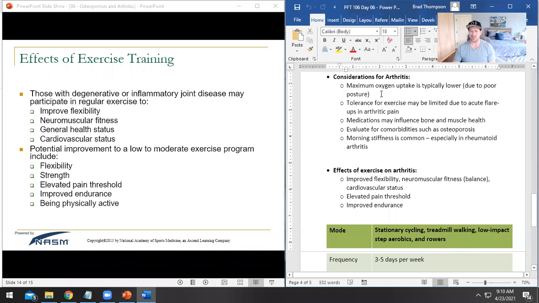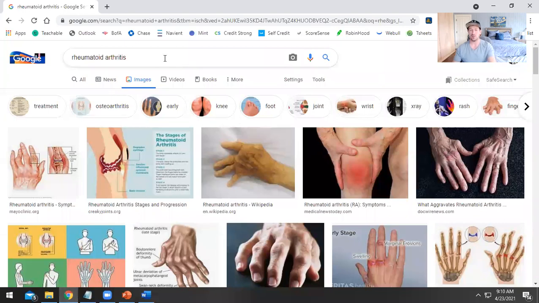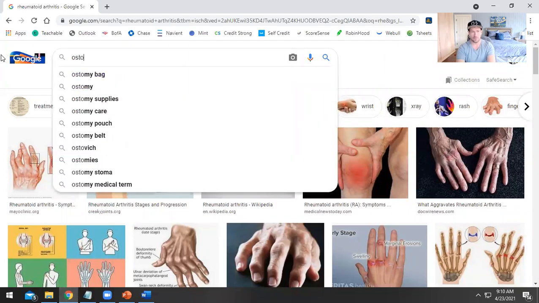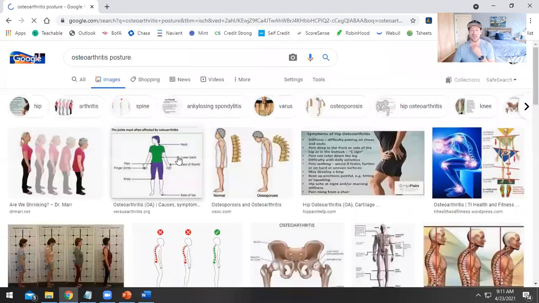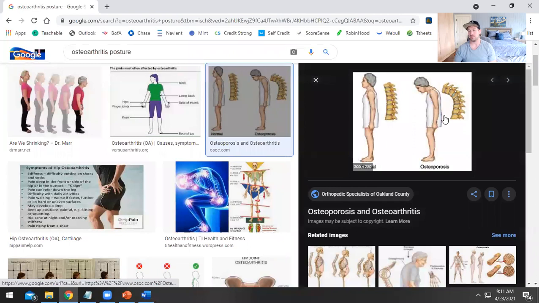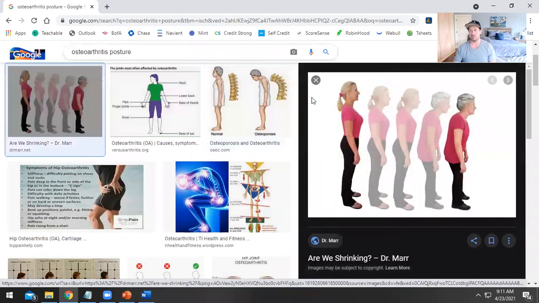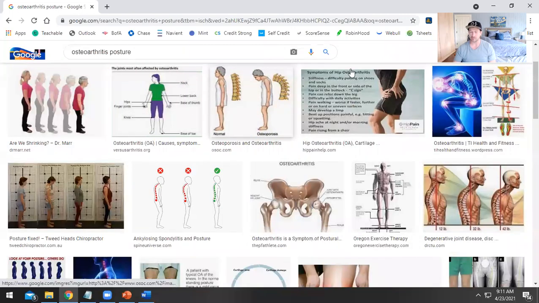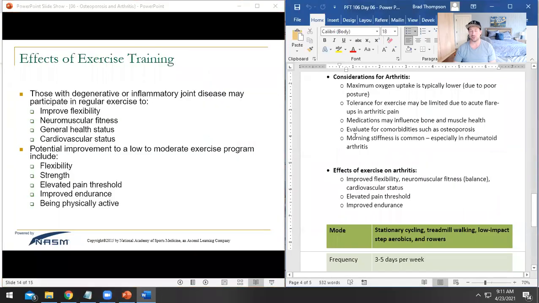the effects of this are going to be your maximal oxygen uptake is typically lower. A lot of times, people who have osteoarthritis, posture. A lot of times, this is where you start to see this kind of thing. You start to see that rounded shoulders, that forward head posture, right? And so when that happens, that is going to alter your ability to bring oxygen into your system. You're just not going to be able to take as big a breath. The cavity is much smaller.